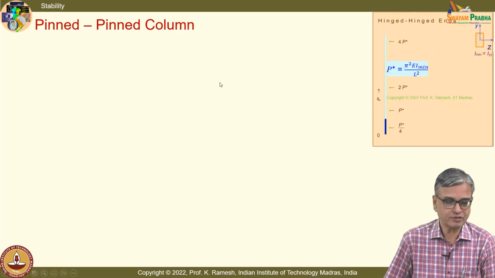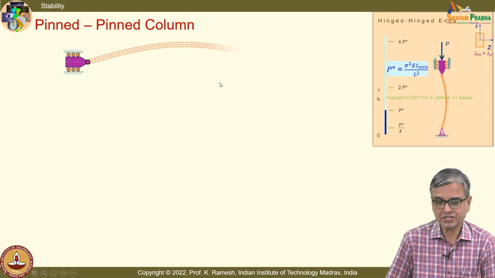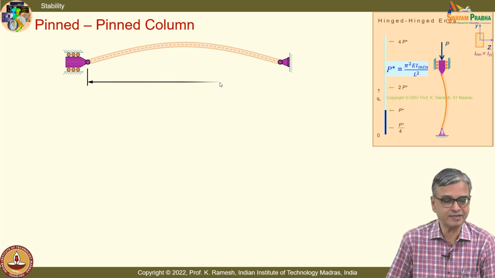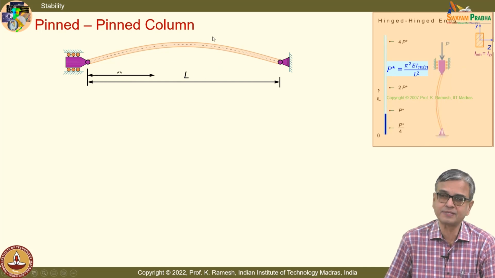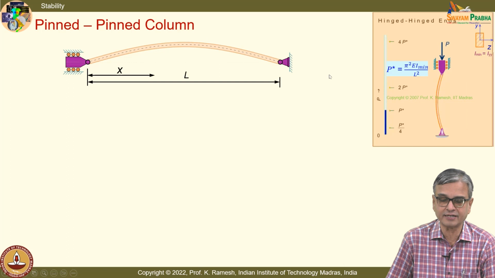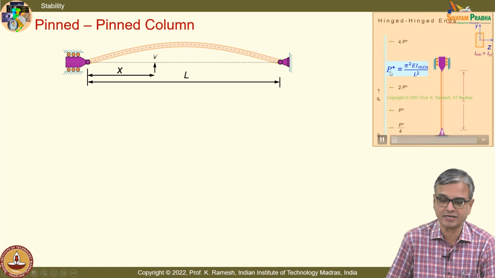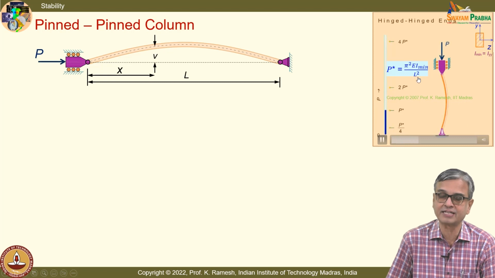And first we have looked at the fixed free, that is a cantilever, then we moved on to pinned column, and actually pinned column forms the basis. See, if you look at the critical load, I have also put this as P star, that is equal to pi squared E I minimum divided by L squared, and all the other cases are compared with this P star.